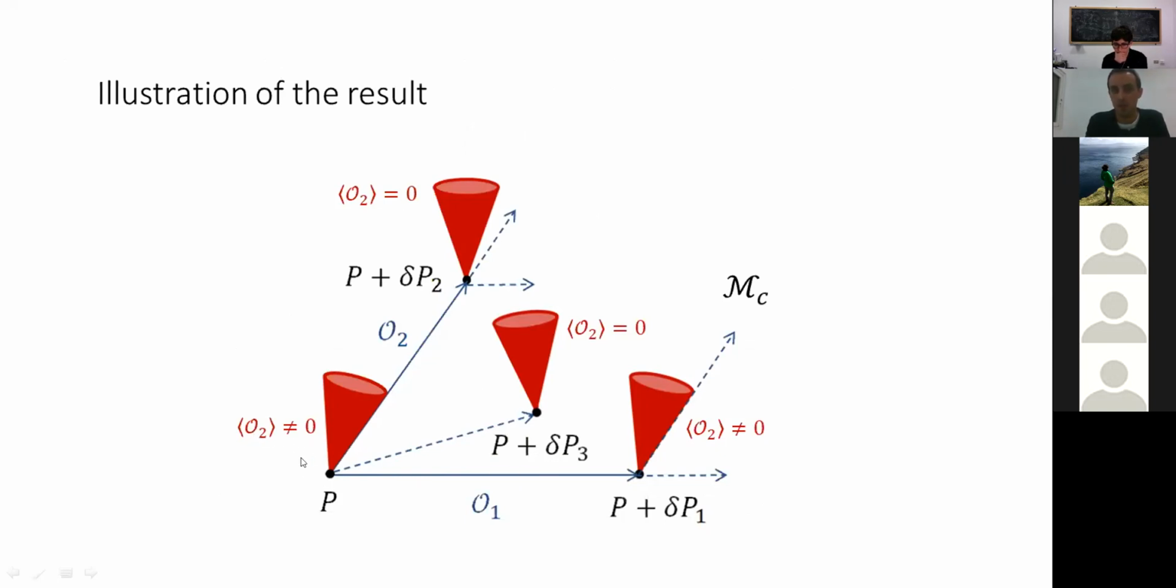So we see that we can have here a complex codimension 1 subspace in which some of the operators can get a VEV. But once we deform away from this locus, the VEV of O2 is 0, and more generally at generic points P plus delta P, the expectation values of all the exactly marginal operators vanish. This just demonstrates that this cone is tangent to the conformal manifold, to say that O2 has a non-vanishing VEV here, but otherwise has a vanishing VEV.